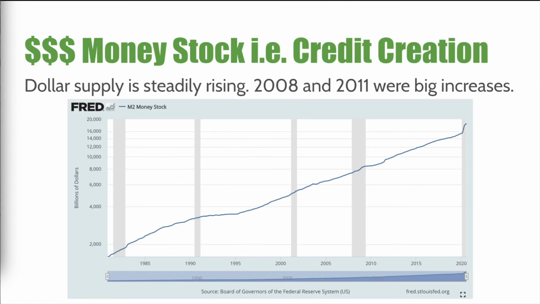Looking at the money stock, which would be credit creation, so dollar supply has been steadily rising really since 1913 when the Federal Reserve was created. But 2008 and 2011 were big increases. In 2001, interest rates were lowered quite a bit, so that also allowed an expansion of credit. So we're going to look at those in a specific case in the Arab world and see how that money creation could be creating inflation.